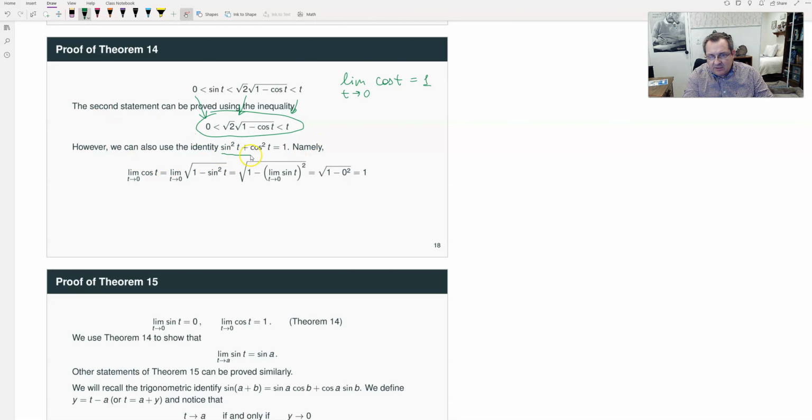We can use the identity, sine squared plus cosine squared equals 1, and we can just compute the limit using the limit laws. So let us take a look. So I am looking at the limit of cosine t as t approaches 0. According to the identity, I can replace cosine t with the square root of 1 minus sine squared t as t approaches 0. And then we can use the limit laws.